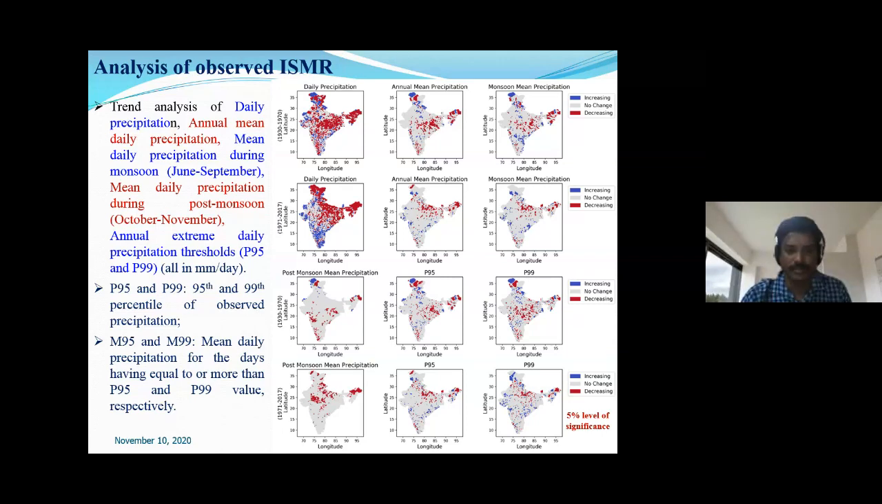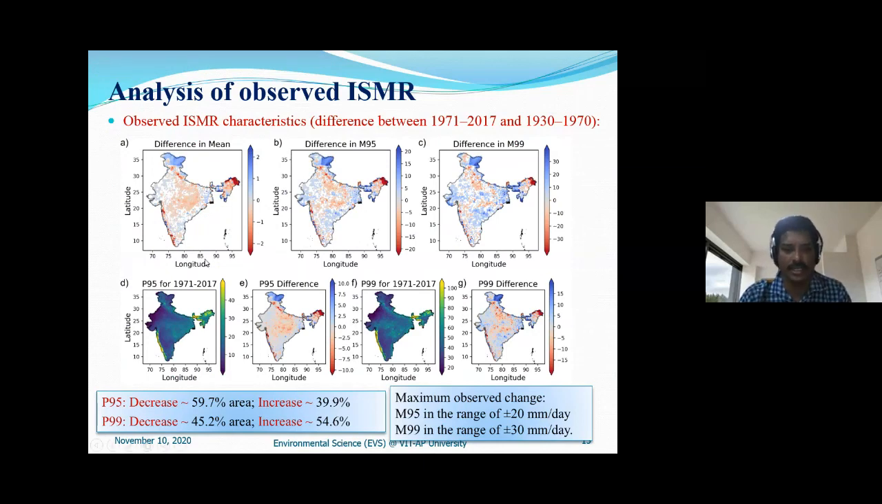So where it is increasing, how much area it is increasing, what is the mean, M95, M99, that we have shown. So how are these things changing in the past and after the industrialization, after the perceivable changes that have been noticed, that is 1971 to 2017, and before that, the long past, meaning 1930 to 1970.